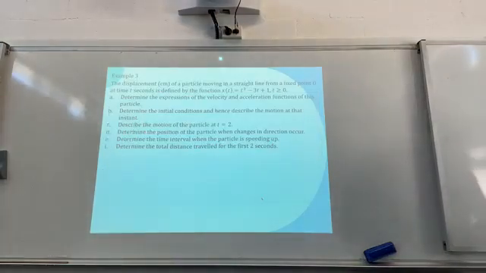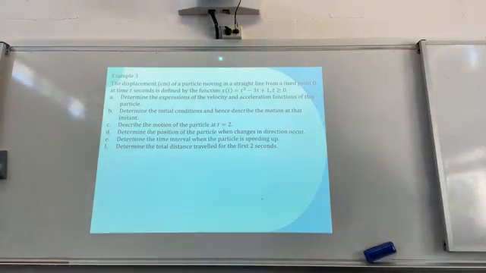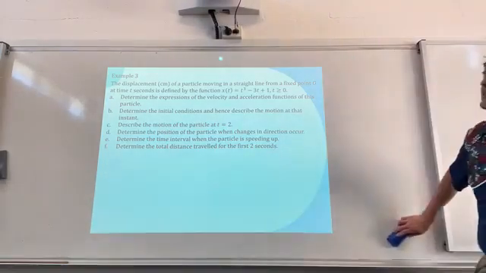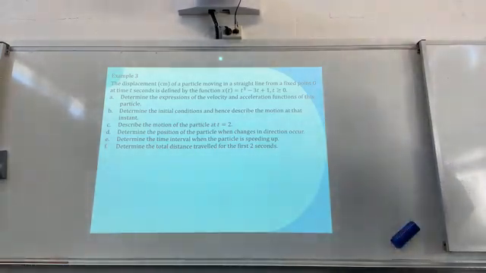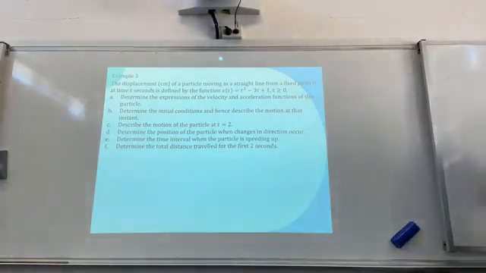Which brings me to example 3. The displacement of a particle moving in a straight line from fixed point 0 at time t seconds is defined by this. I would like you to determine the expression of velocity and acceleration function of this particle. Try this question first, and then I will discuss it in a few minutes. I'll give you some time to do that.